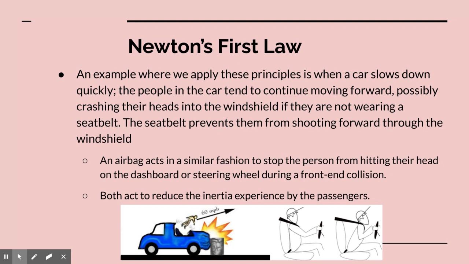Why does it save your life? Well, remember, we're talking about the law of inertia here. A body will tend to stay in motion unless acted upon by an external force. So if you're speeding at 60 miles an hour and the car, not you, the car hits some sort of wall, you will continue to move at 60 miles an hour. The car will stop, but you will continue to move at whatever the previous velocity was that the car was traveling at.